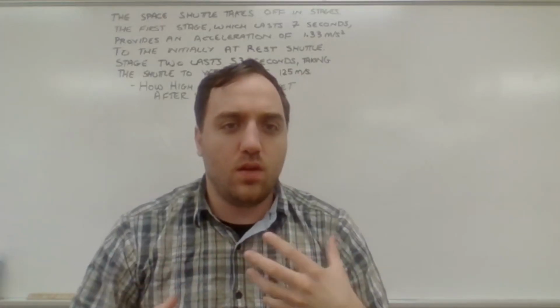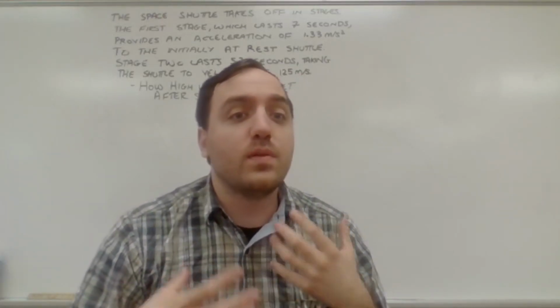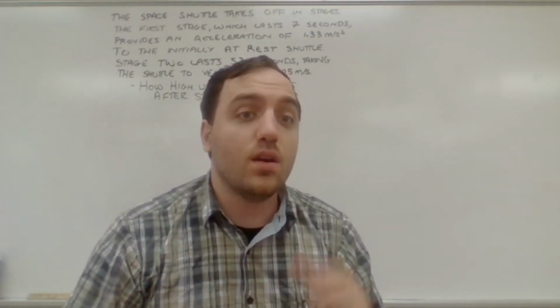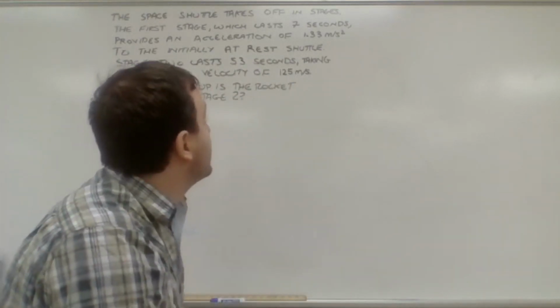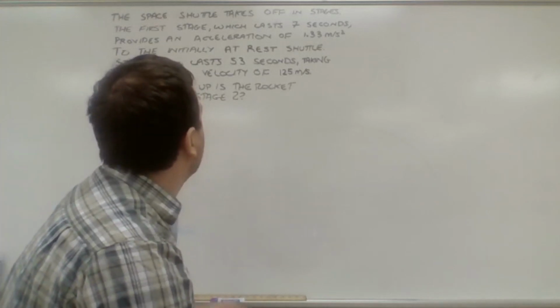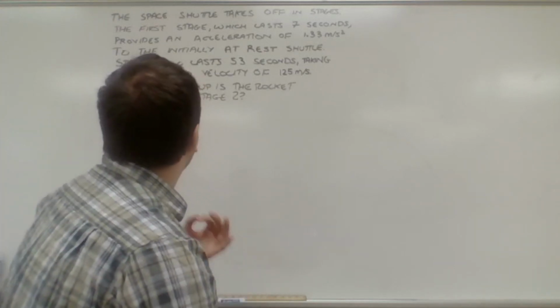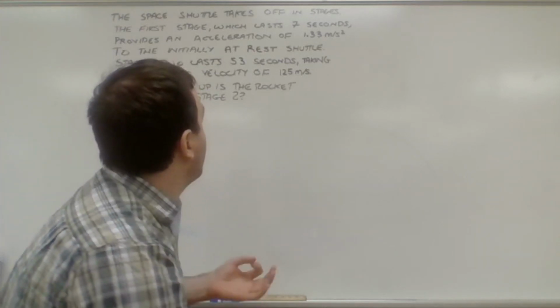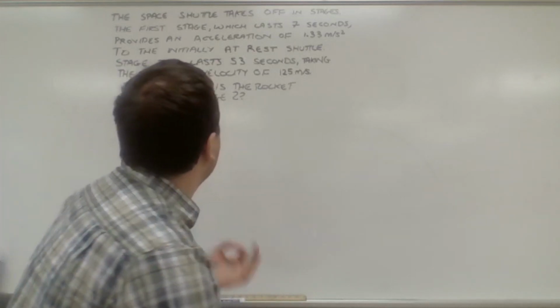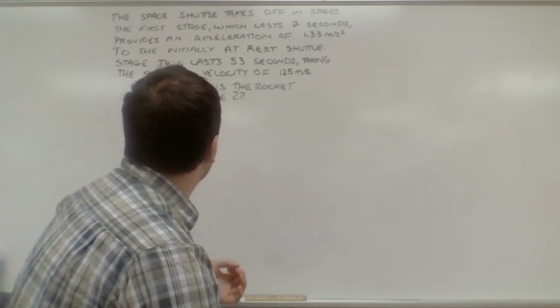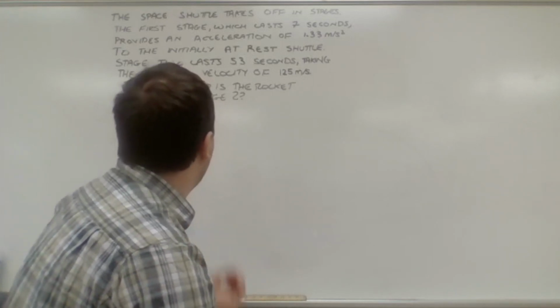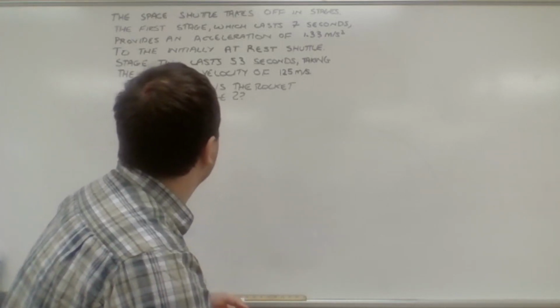Now that we can solve simple kinematic problems, we need to start looking at more advanced ones. For example, the one on the board. The space shuttle takes off in stages. The first stage, which lasts 7 seconds, provides an acceleration of 1.33 meters per second squared to the initially at-rest shuttle. Stage 2 lasts 53 seconds, taking the shuttle to a velocity of 125 meters per second. How high up is the rocket after stage 2?